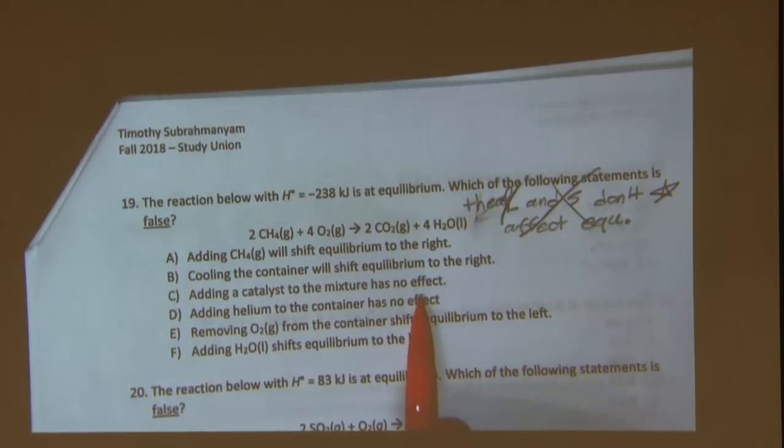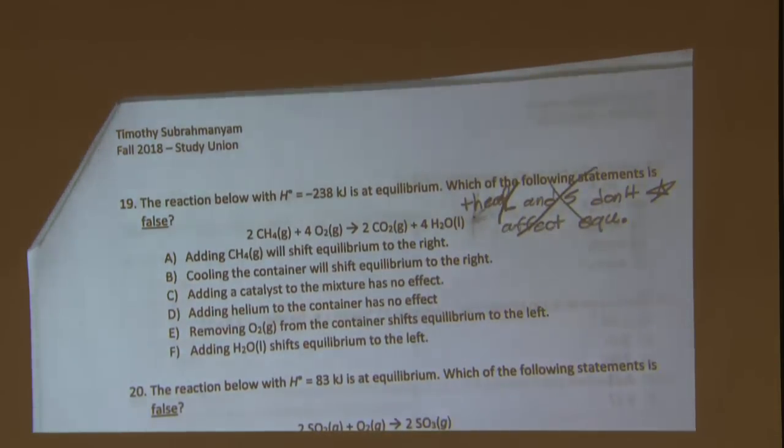Adding a catalyst to the mixture has no effect. Is that right? That's right. Remember, catalysts have no effect on equilibrium. They don't shift it either way.